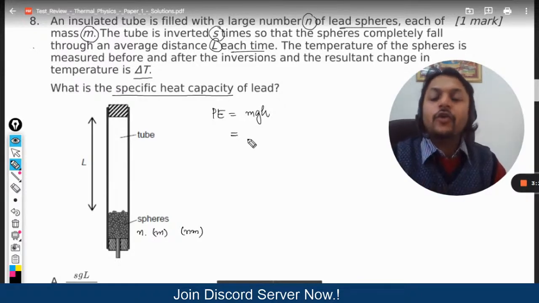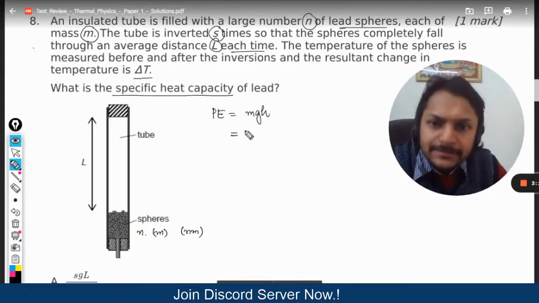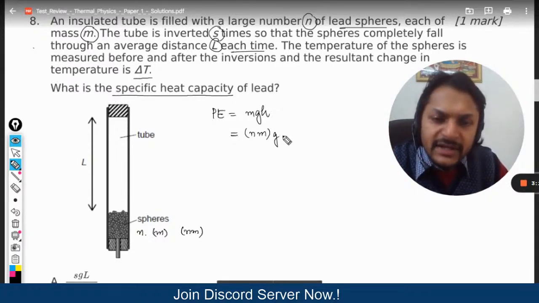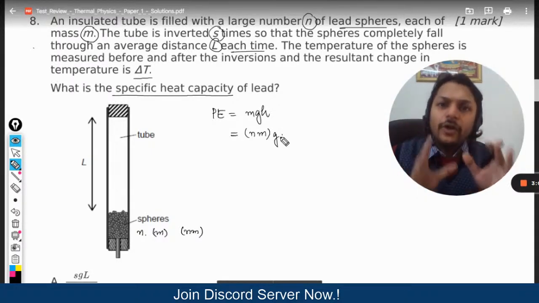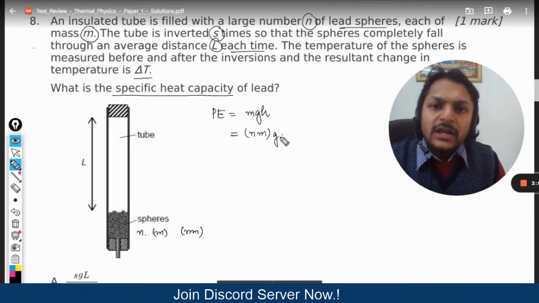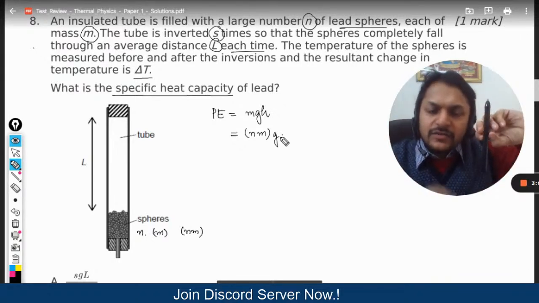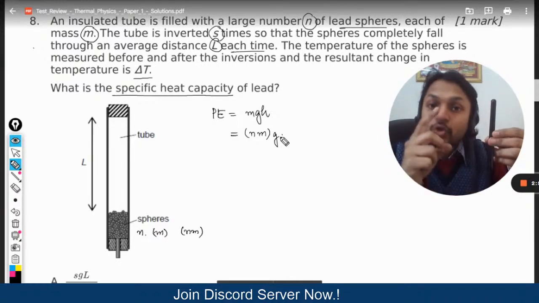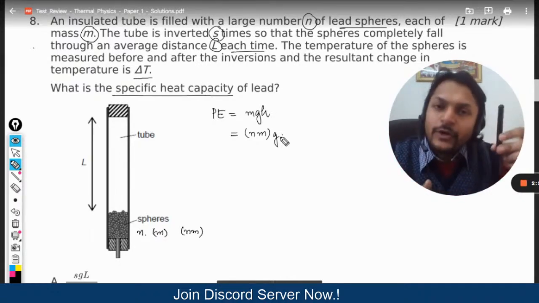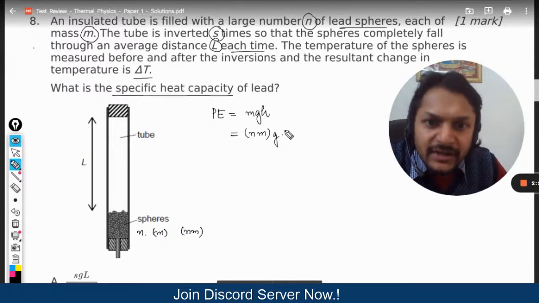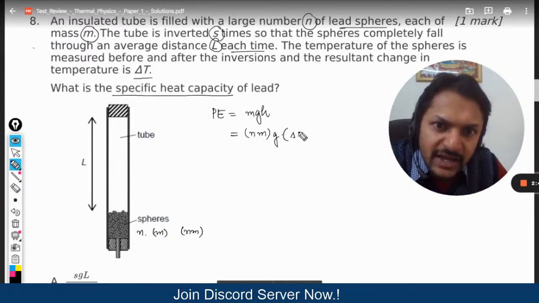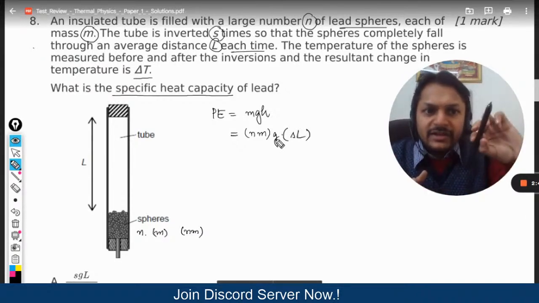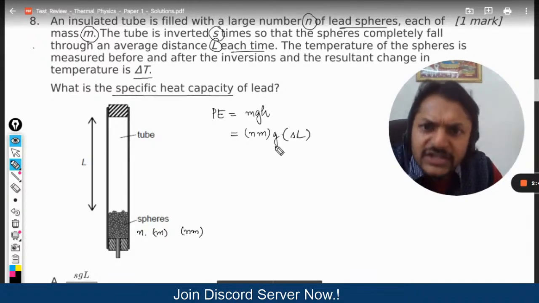m is the mass that has fallen through the height h. So what is the total mass? n into m is the total mass. g will be taken as gravity, and what is the total height through which the masses have fallen? Now in one inversion, the distance covered is L. In the second, it becomes 2L, and in the third, it becomes 3L, 4L, 5L, 6L, as it was inverted s times. So what is the total height from which they have fallen? That can be taken as s into L, because s times it is traveling the distance L. This is the total potential energy now.